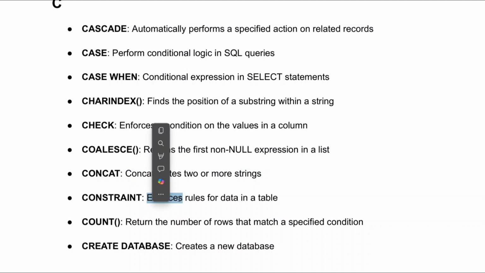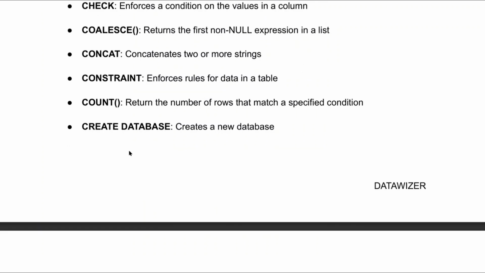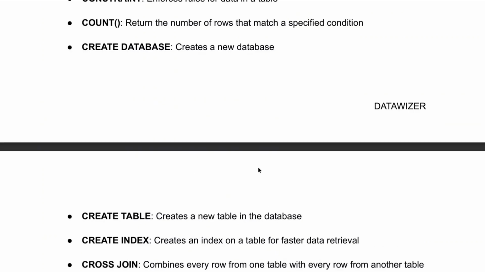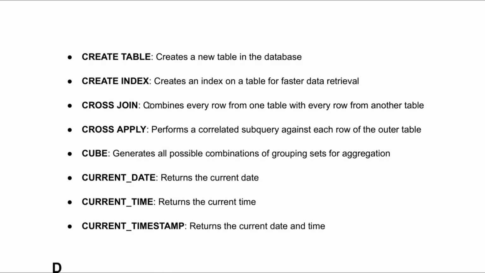CONSTRAINT will enforce rules for data in a table. COUNT will return the number of rows that match a specified condition. CREATE DATABASE is for creating a new database. Next, we have CREATE TABLE for creating a new table in the database. CREATE INDEX for creating an index on a table for faster data retrieval. CROSS JOIN for combining every row from one table with every row from another table.